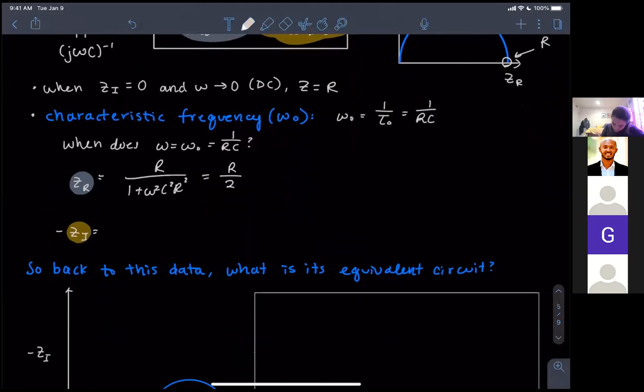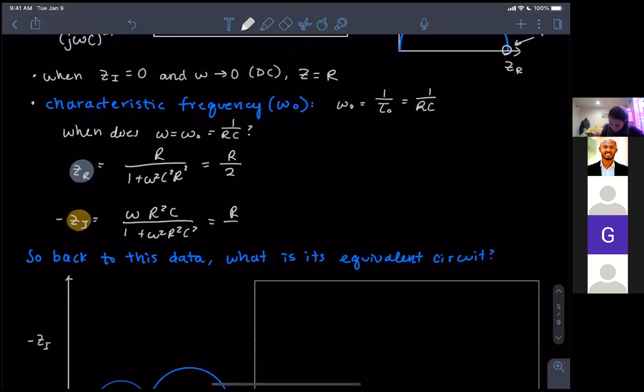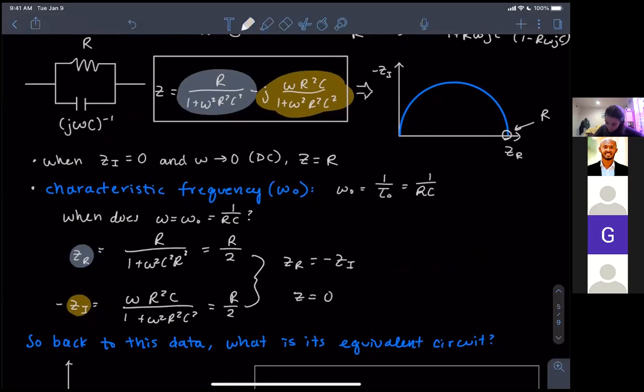And then for the imaginary part, again, we had omega R squared C over 1 plus omega squared R squared C squared. And this, again, is equal to R over 2. So essentially, we get our characteristic frequency when ZR is equal to negative ZI, and that actually occurs at exactly this point. So in this case, we have exactly R over 2 and R over 2.